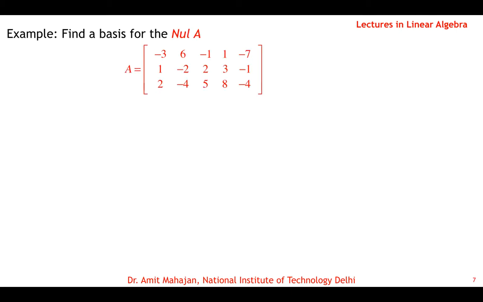Let us take examples and find a basis for the null space of A, where A is a 3 by 5 matrix. As I said, any vector will belong to the null space of A if that vector satisfies the homogeneous equation Ax = 0. So all such x which satisfy that will belong to this null space of A.